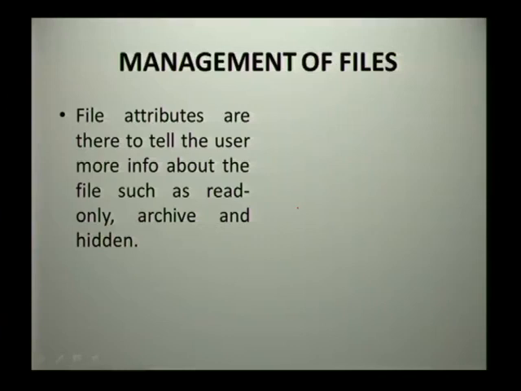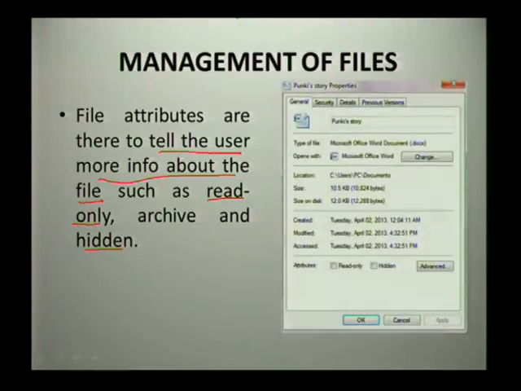Then moving on to file attributes. File attributes are there to tell the user more information about the file. For example, is it a read-only file, a hidden file, or an archive file? How would you be able to see that? You go again on right-clicking on your document, going to properties, and then when you get to your properties, just at the bottom here, you will be able to see your attributes. Alright, so this is another way of making sure that you understand your document in order to be able to manage your files.